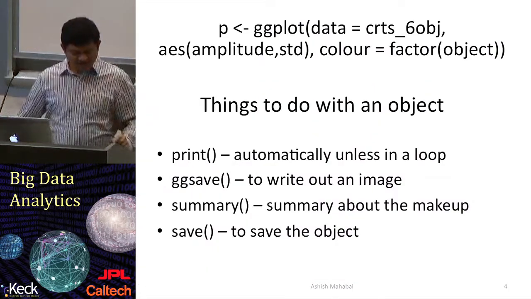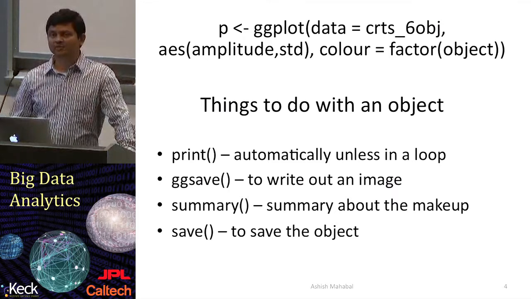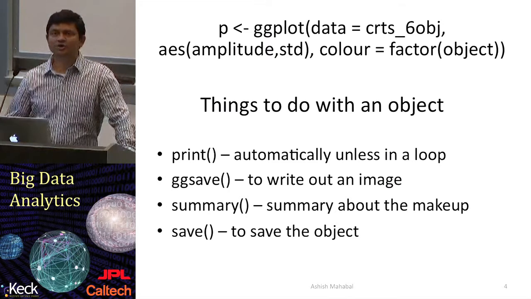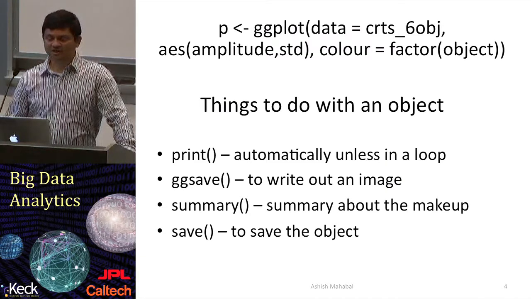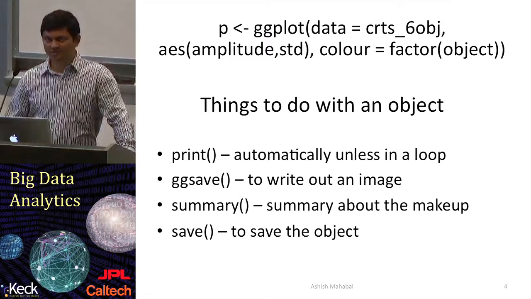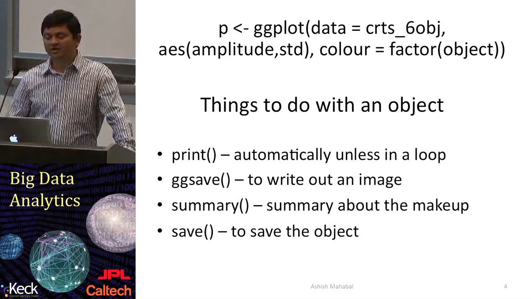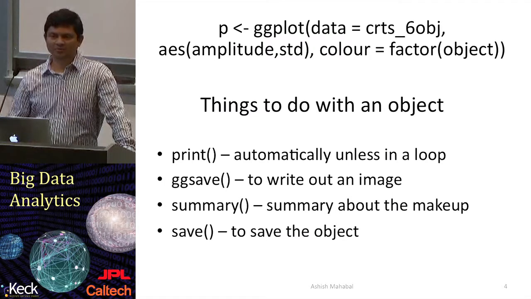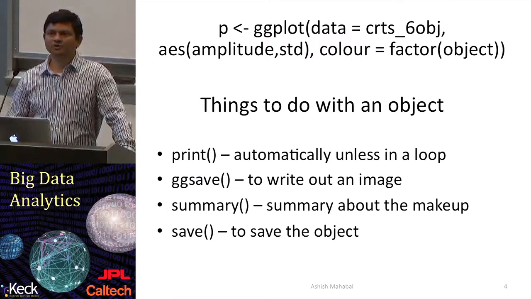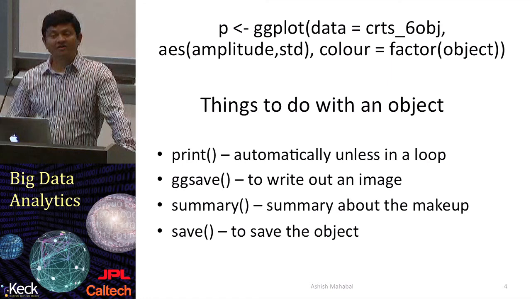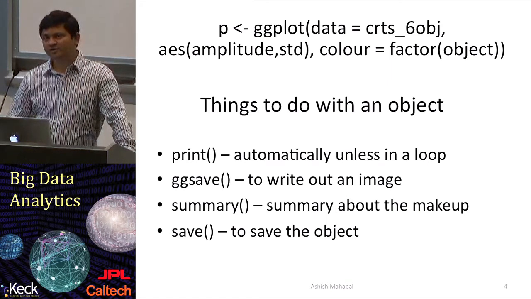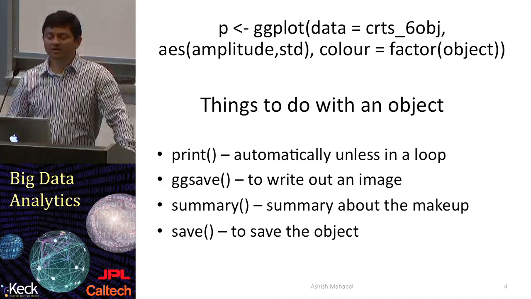So what actually happens when you make an object? We saw that you can assign your ggplot command to an object called P and not have anything rendered immediately onto the screen. What can you do with such an object? If P is the object you have made, you can print it. This happens quite automatically if you are not inside a loop. If you make this object and simply say P on the command line, it's going to print P. Then you can save it. ggsave will write out an image for you, so rather than going to the screen, it will allow you to write it out to the disk.